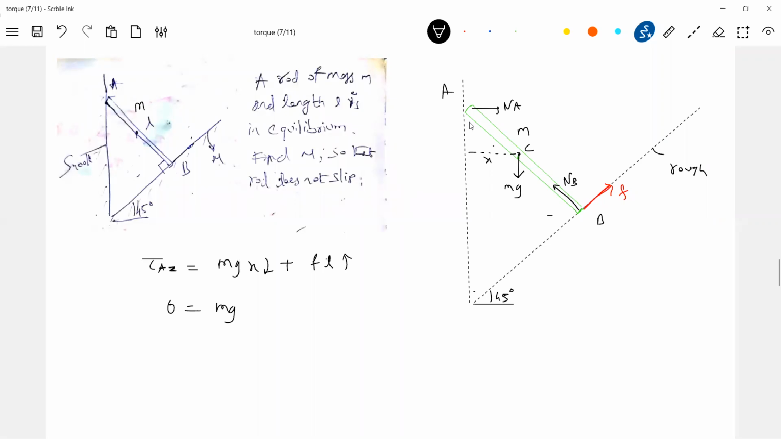So this angle will be 45. So this angle will be 90. This will be 45. This will be 45. And AC is how much? AC equal to CB is equal to L by 2. So what should be X? X should be equal to L by 2 sine 45. Negative. So this I'll write as F into L. So what is F equal to? mg by 2 root 2.